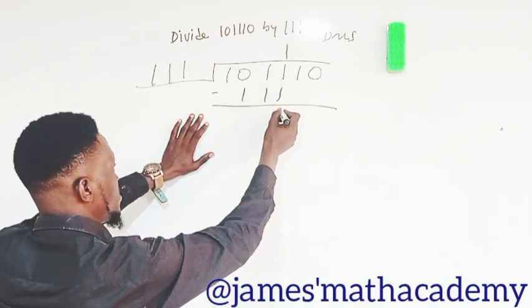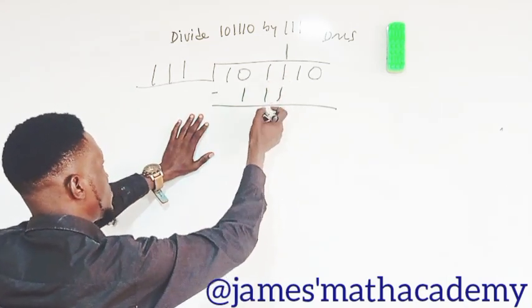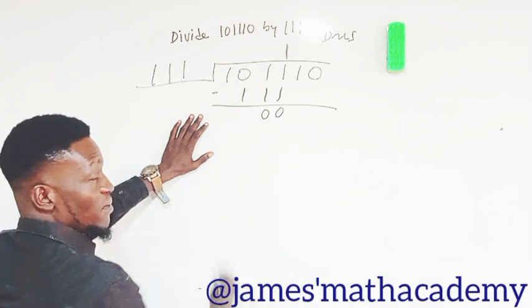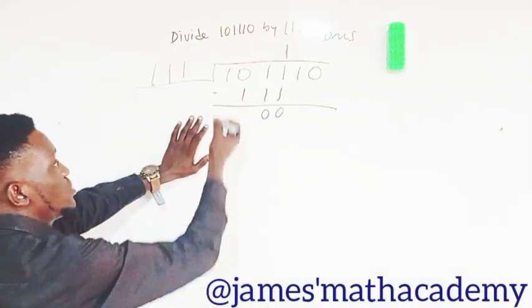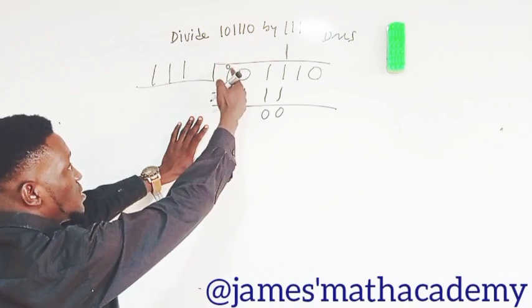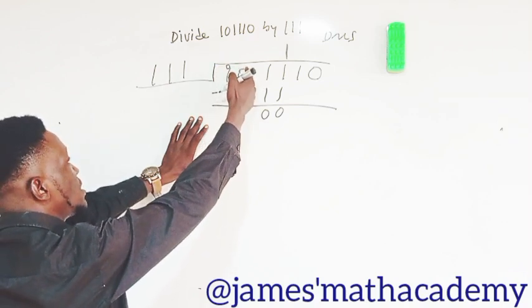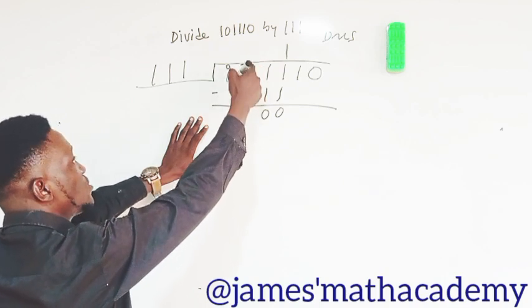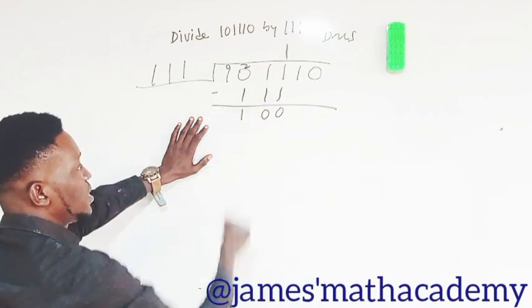1 minus 1 is what? Is 0. 1 minus 1 is what? Is 0. 0 cannot minus 1. Remember, we are talking of base 2. So I'll borrow 1 from this. Any number I borrow is what? Is 2, because it's in base 2. So 2 plus 0 is what? Is 2. So I'll write the 2 at the top. So 2 minus 1 is what? Is 1. Okay.